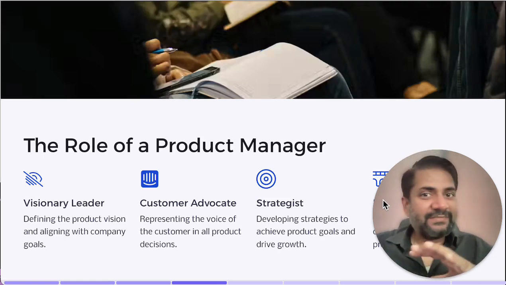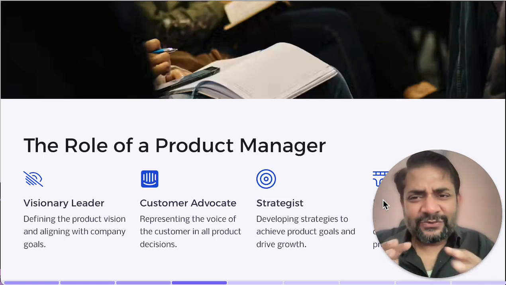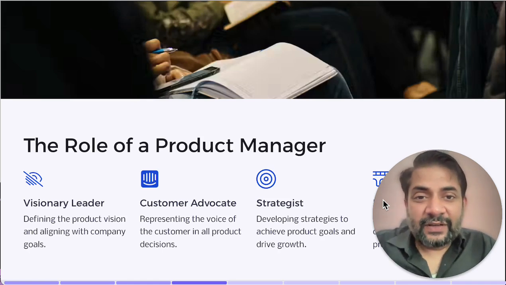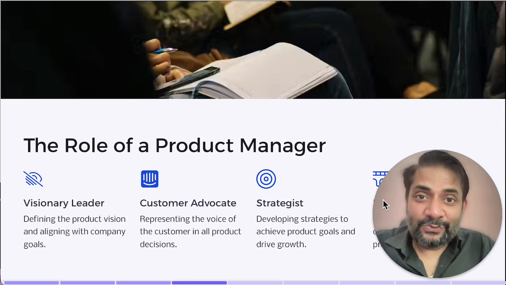Now, that's the entire role of the product manager summarized into four small categories. According to a 2023 survey by Product Management Institute, 85% of companies reported that effective product management significantly contributes to their success. So, what more reasons are you looking forward to?